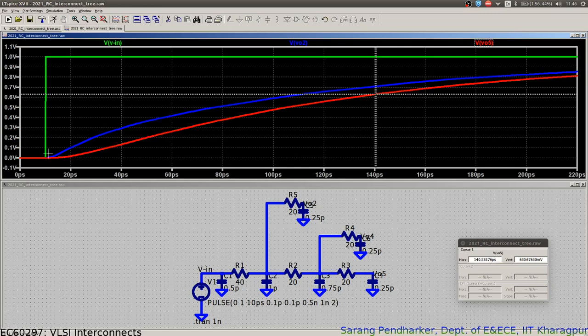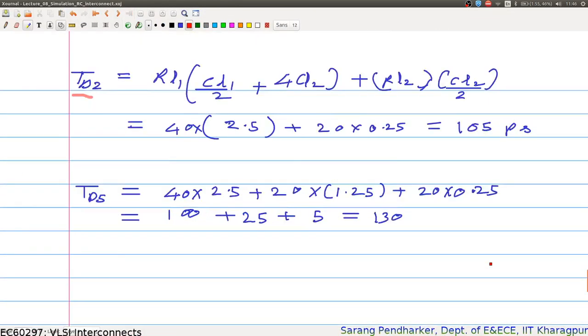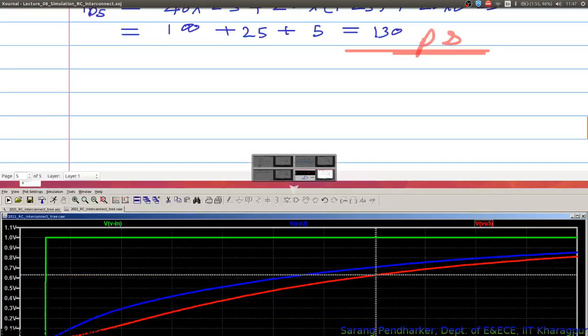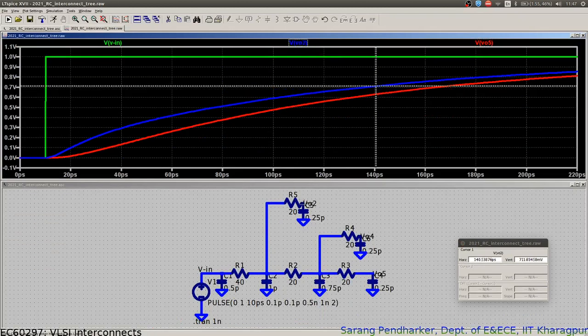Again, it starts from 10 picoseconds. So my delay is 130 picoseconds. If I check the value for Elmore delay for TD5, it comes out to be 130 picoseconds. So far it looks good that even for this distributed RC model with branching and all, I am getting my delay to be close to 130 picoseconds. But what if I look at the delay for this voltage node here?